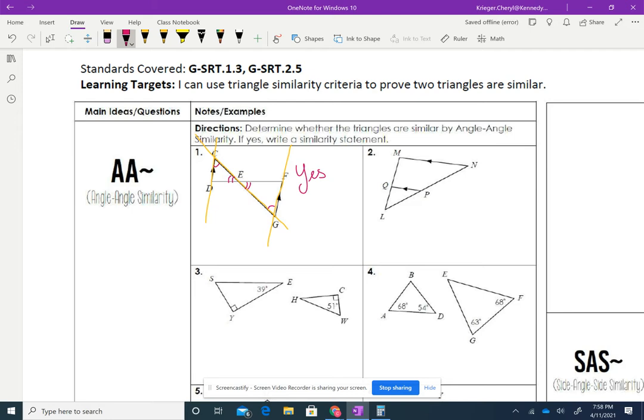So if I do triangle CDE similar to triangle, well, I went from C to D to E. So I went from one angle to no angles to two. I'll do the same thing: G, F, E.